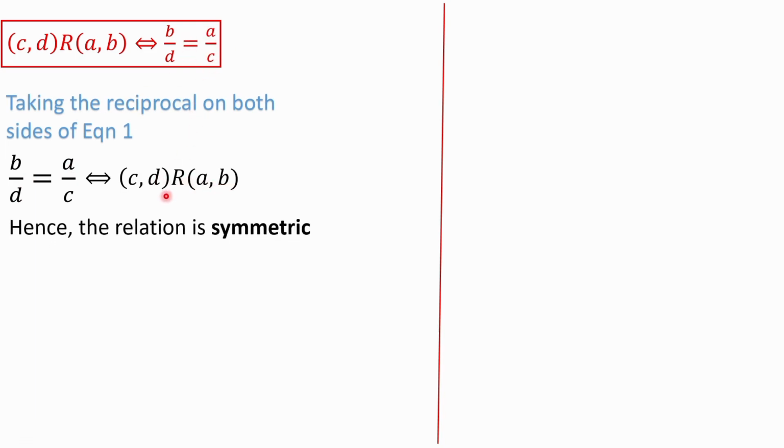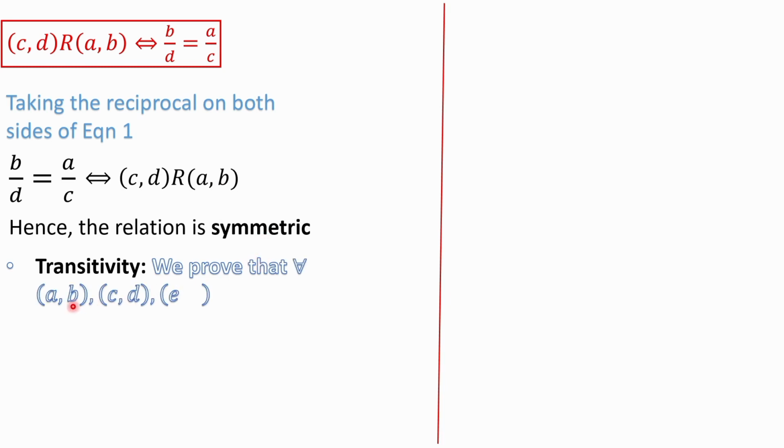And then we can conclude that our relation is symmetric. Now the next and last property is transitivity. For transitivity, we prove that for every, now we include another set.